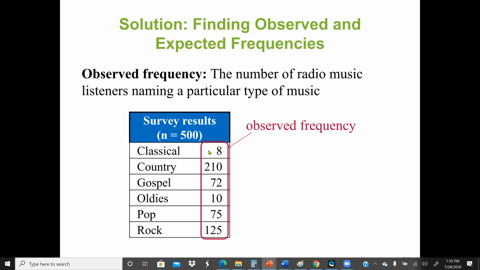That's the number of radio music listeners naming a particular type of music. Classical was 8, so that's the observed frequency for classical music. Country was 210, so that's its observed frequency. Gospel was 72, that's its observed frequency. And then the oldies, pop, and rock. So now we want to find the expected frequency.